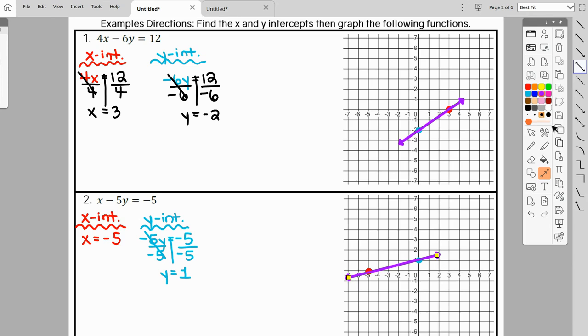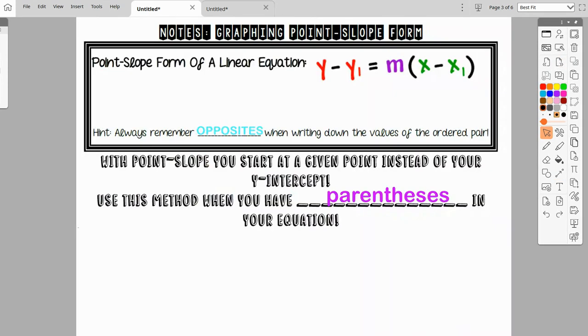The next form we're going to graph is called point-slope form. We're going to label what it is because it's y minus y sub 1 equals m times x minus x sub 1 here. The y sub 1 is going to represent the y coordinate of your point from the problem here.